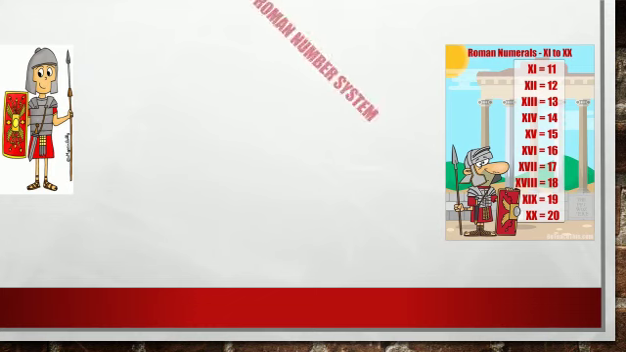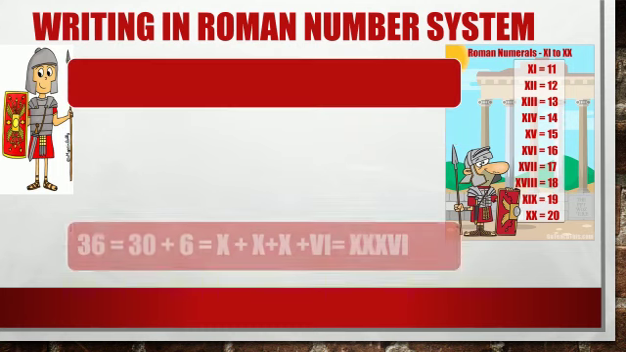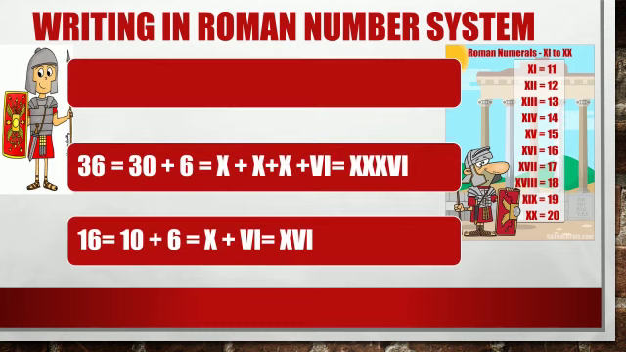Now comes the most important part, writing in the Roman number system. Let's take a few examples. The first one is we have 7. So how do we write 7? We split it as 5 plus 1 plus 1, that is equal to V plus II is equal to VII.